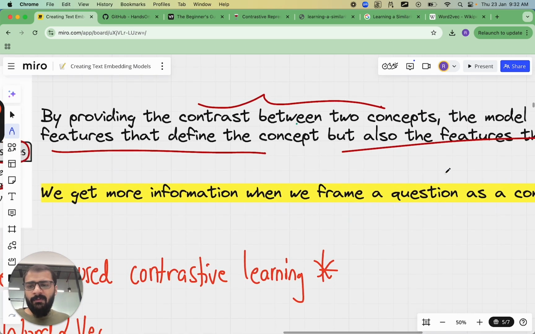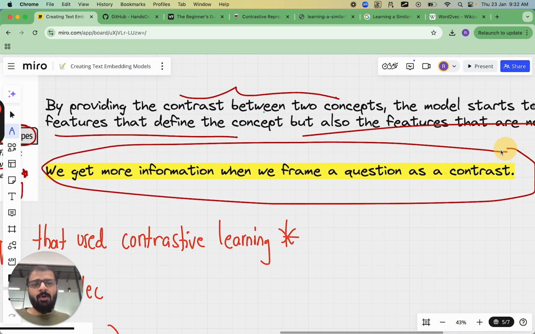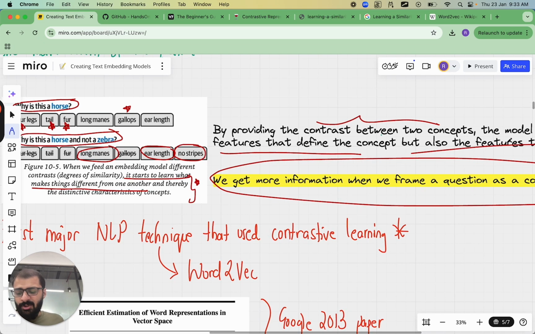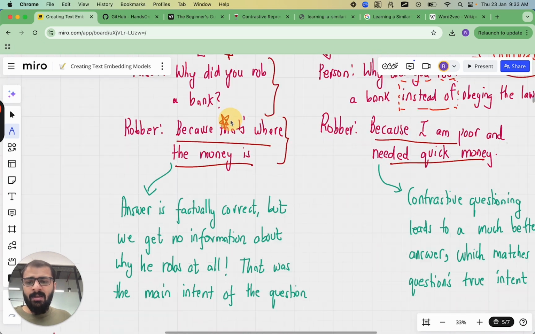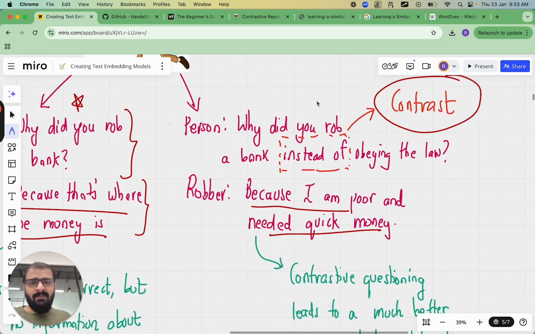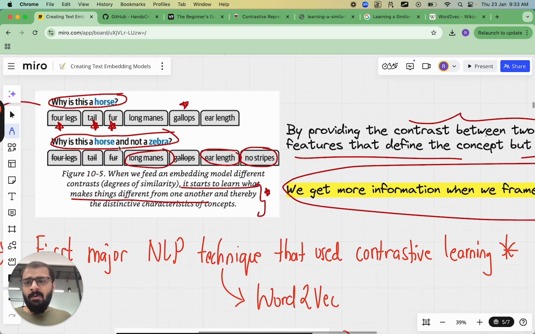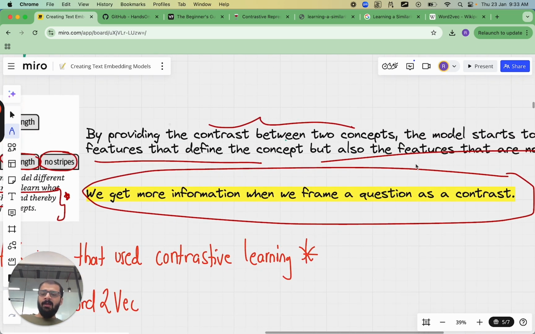So the whole idea of contrast is that we get more information when we frame the question as a contrast. That's the most important thing which I want to convey in this lecture, that if you just pose a question like, why did you rob a bank, or why is this a horse, you get some information. But if you pose the question as a contrast, for example, why did you rob a bank instead of obeying the law, or why is this a horse and not a zebra, you get much more information than if you just pose a single question.